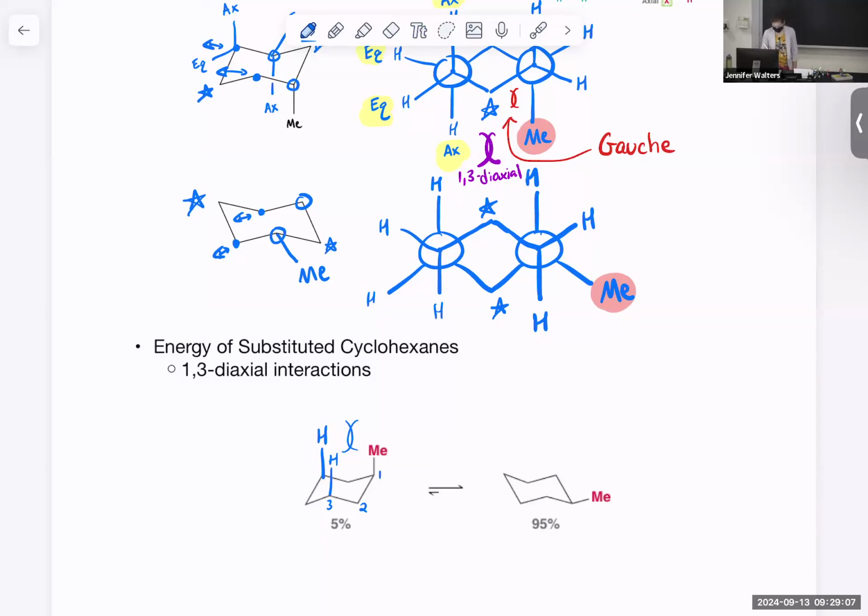So the 1,3 diaxial is just talking about the position that it's in. And we are going to say that we want those large substituents to be equatorial, because when they are equatorial, it's going to be more stable. More stable, lower in energy. That is favorable, that is what we see. So you want to minimize this 1,3 diaxial interaction, so it'll do a chair flip so that the substituent can be in the equatorial position.